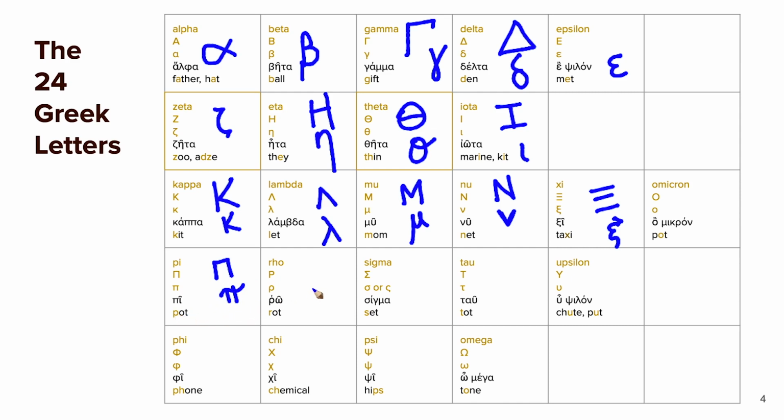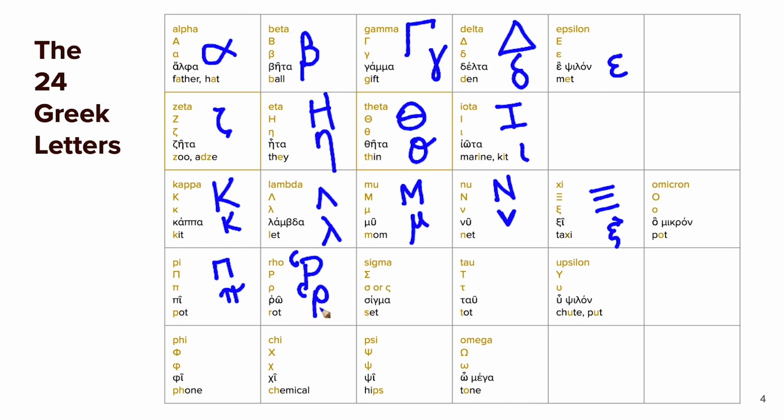It sounds like P. Rho is another confusing one. You would think it would be an R, but it looks like a P. So the capital rho looks like a capital P. Lowercase rho looks a lot like the lowercase p, except it's kind of more curved. And that sounds like the R in rot. It's probably got a trill, so you'll often see a rough breathing mark before it at the beginning of words.